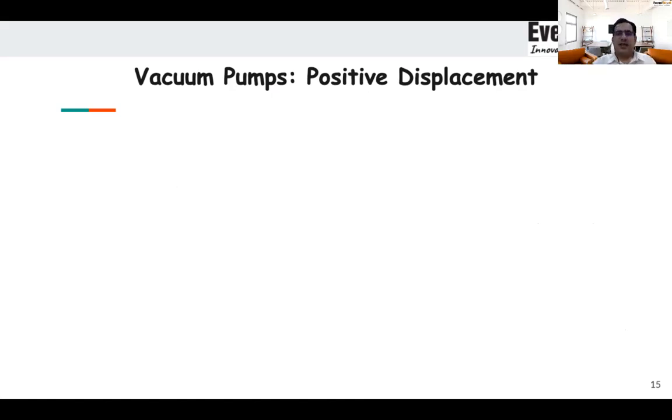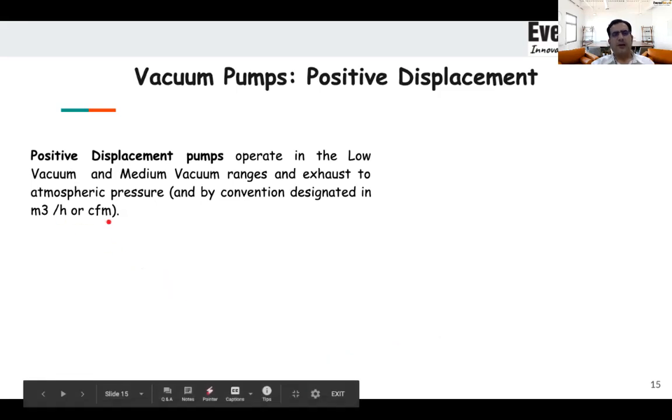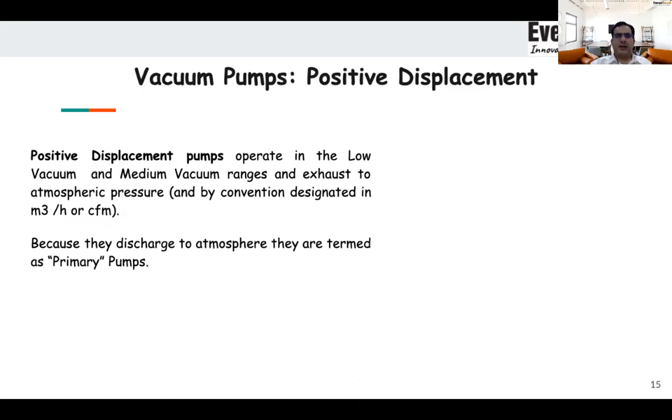So for the purpose of vacuum pumps, we have covered types of vacuum pumps and categorization of vacuum pumps. Now, most of the vacuum pumps used in the market are positive displacement pumps. What are positive displacement pumps? Positive displacement pumps are pumps that operate in low vacuum and medium vacuum ranges and exhaust to atmospheric pressure. They are rated either in meter cube per hour or CFM. Because these pumps discharge to atmosphere, they are termed primary pumps.